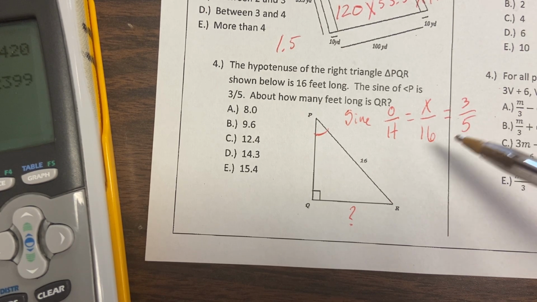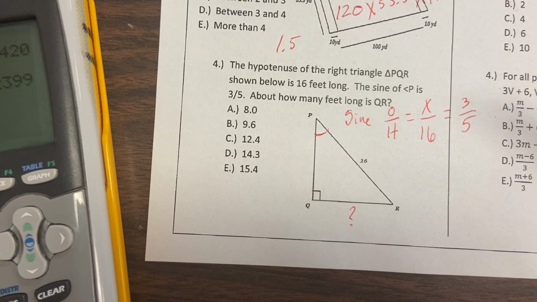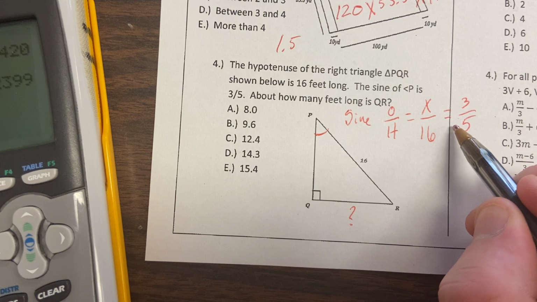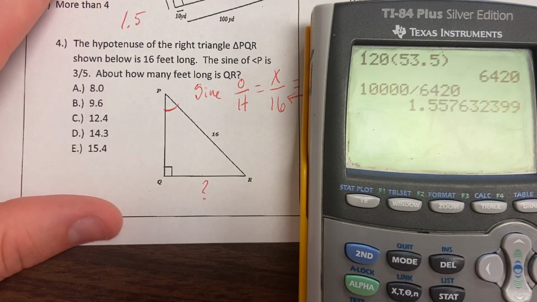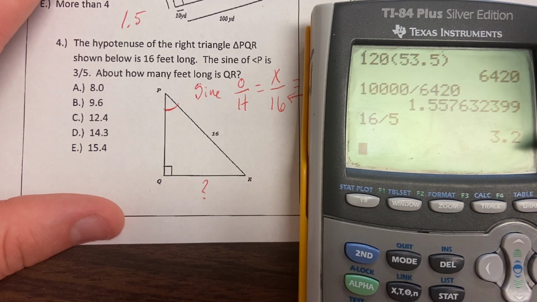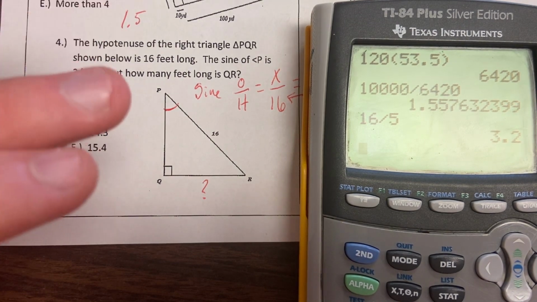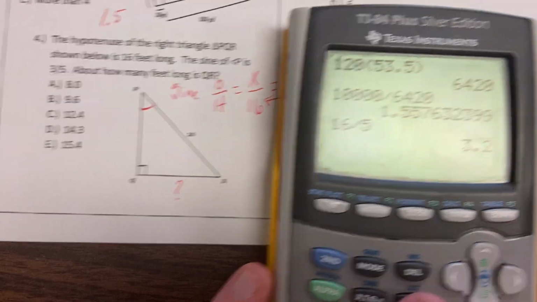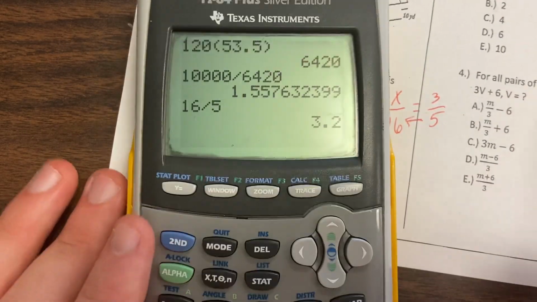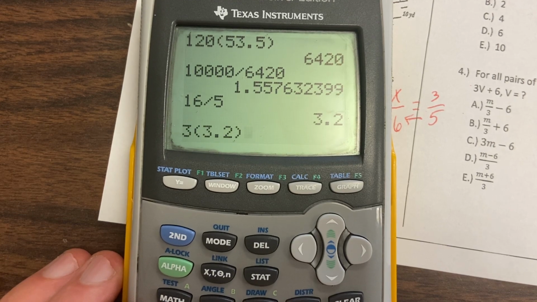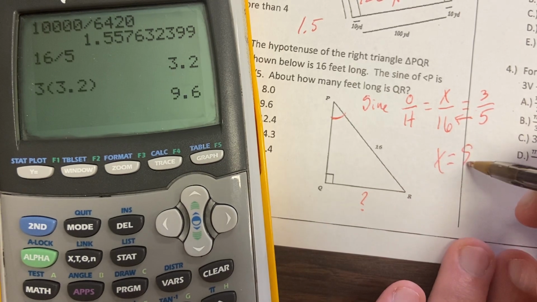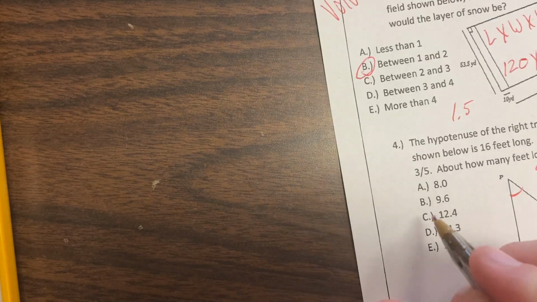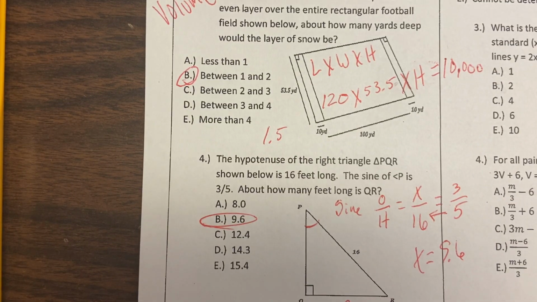We can solve this proportion through cross multiplication, or an easier way to think about it is what's the unit rate going from one fraction to the other. So to find that unit rate, I'm going to do 16 over 5. So it's 3.2. The unit rate to go from the simplified form is 3.2. So all we've got to do is take that 3, multiply by 3.2. Kind of just saves you an extra step from having to do the cross multiplication. So it looks like x is 9.6, and that's what we have for letter B there. Okay.